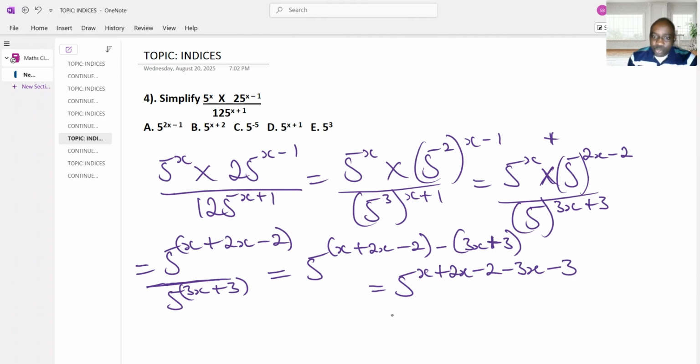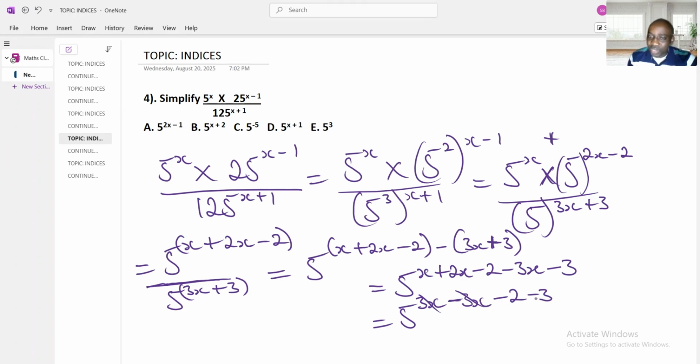Now, the next thing we are going to do is that we collect like terms. How do we collect like terms? This x plus 2x is going to give me 3x. And the next thing, this minus 3x, what do we have left? We have minus 2 and minus 3. The 3x minus 3x will cancel out each other. And we have what left? Minus 2 and minus 3.